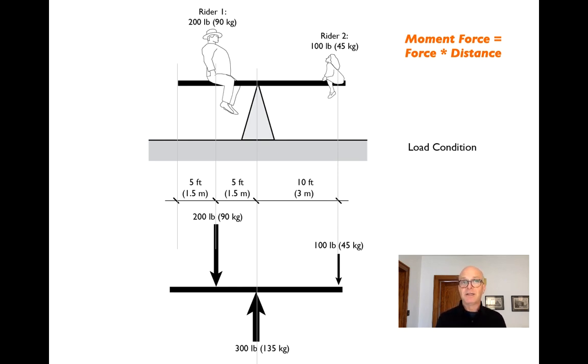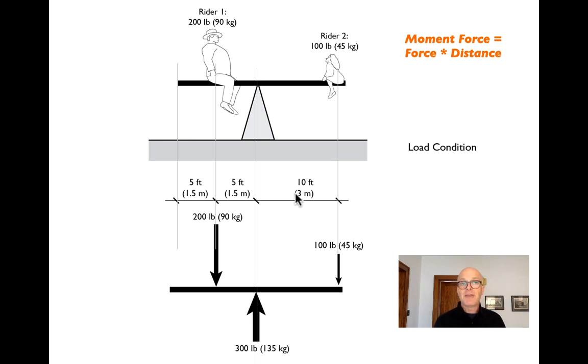Now, if you think about this, we have the force, that's their weight, times the distance from the fulcrum. That is the distance from the center of their load to that point there. Those two have to be equal and opposite. This rider has to put a moment, or leverage, onto the seesaw that is equal and opposite to rider 2. The way we've done this is we put the 200-pound guy 5 feet from the fulcrum. 200 pounds times 5 feet is going to be equal and opposite to 100 pounds times 10 feet.